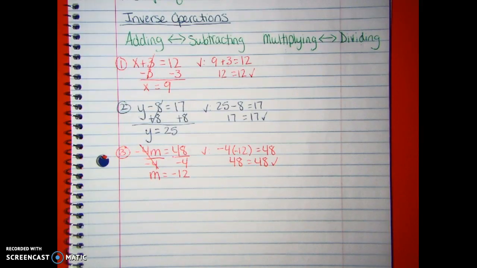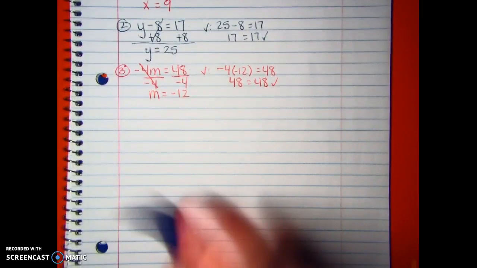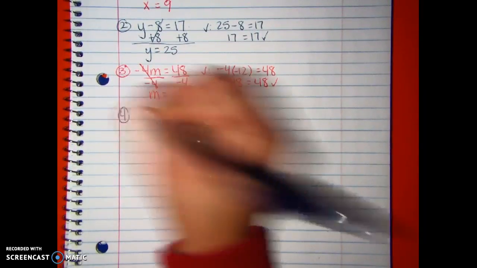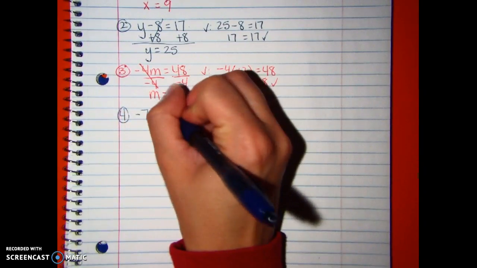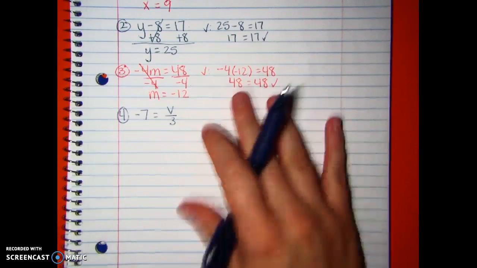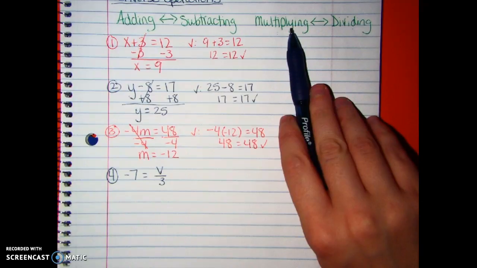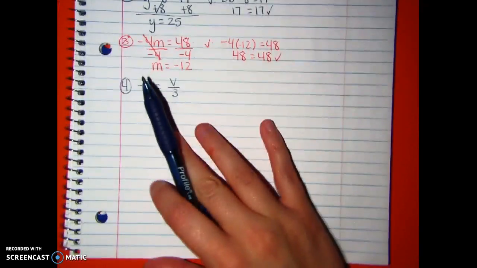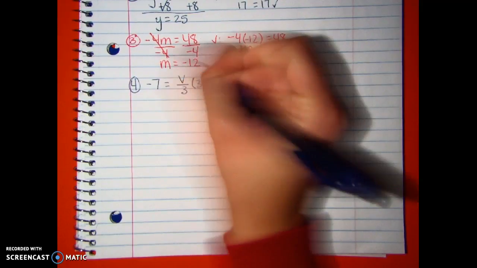Okay, let's do one more. And then you'll have a few to try all on your own. Let's do negative 7 equals v over 3. So the variable is on the other side this time. That does not change anything. I am dividing, and if you look back up here, dividing, you're going to go with multiplying. So here I'm dividing by 3, so I'm actually going to multiply both sides by 3.